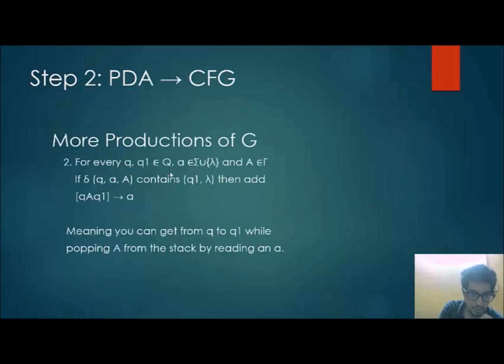The second production is for every Q, Q1 in the state set and A in the stack alphabet, if delta(Q, A, capital A) contains (Q1, lambda), then add [Q, A, Q1] tends to A. It means you can get from Q to Q1 while popping A from the stack by reading A.